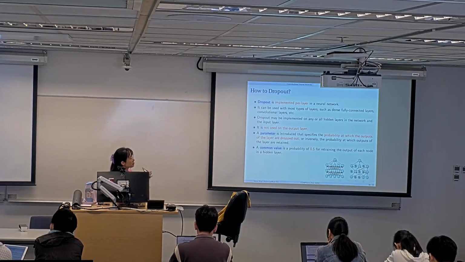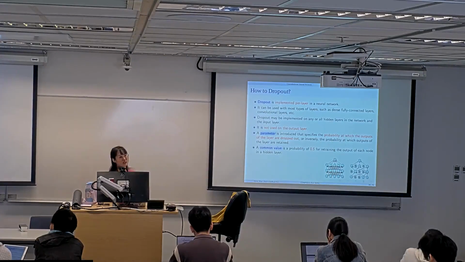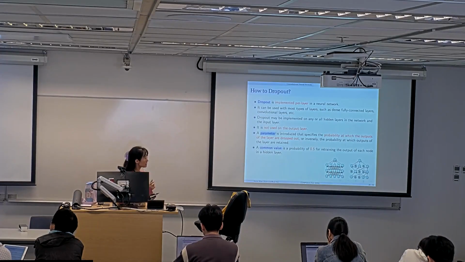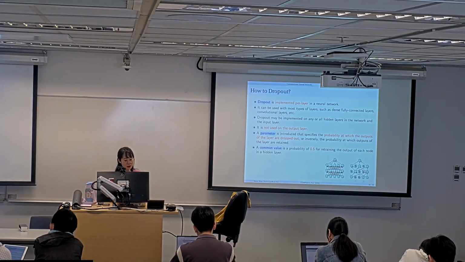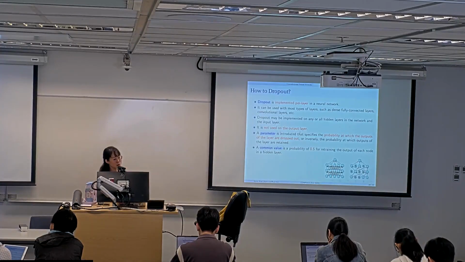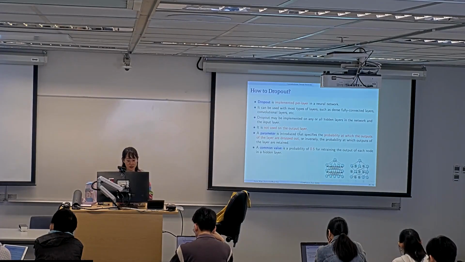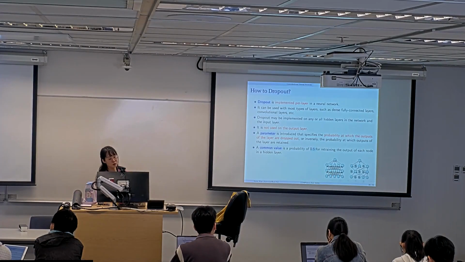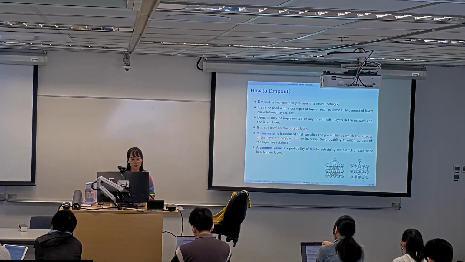So in this case, a parameter is introduced in the dropout layer. But even though it is a parameter, it is not learned by the network. This parameter is set up by ourselves. It should specify the probability at which the outputs of the layer are dropped out, or inversely, the probability at which outputs of the layer are retained. For example, you can set it at 0.5. This is a common probability. That means you have a 50% probability of retaining the output of each node in a hidden layer.